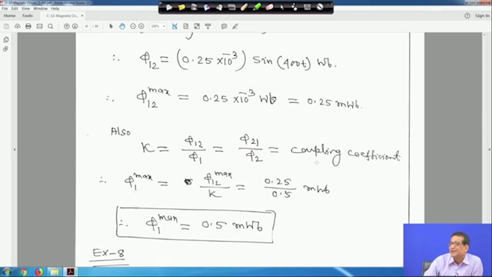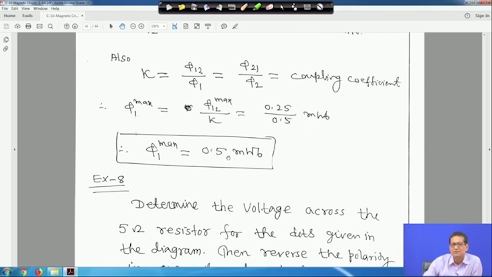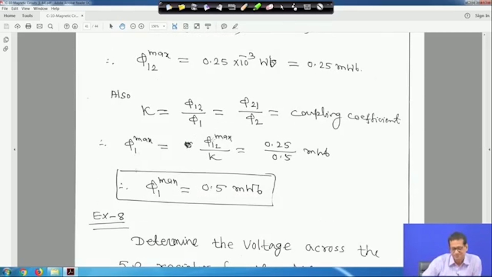We have seen earlier in the diagram that φ1 is equal to φ11 plus φ12. That means K is equal to φ12 upon φ1 or vice versa. Or you can put φ1 max is equal to φ12 max upon K. From this equation you can write φ1 is equal to φ12 upon K, or φ1 max is equal to φ12 max upon K. Same thing, you will get 0.25 by 0.5 milliweber, because K is equal to 0.5. Therefore, φ1 max is equal to 0.5 milliweber. So, this is an interesting and very simple problem.